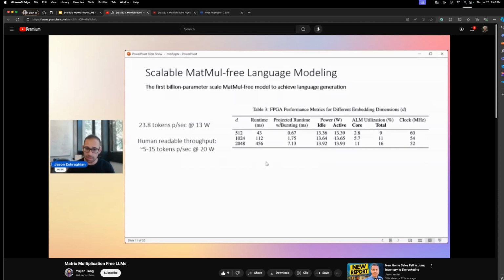Again, there's no pipelining, no batching, so there is a lot of room for improvement here. I really want to stress that this is thoroughly unoptimized.